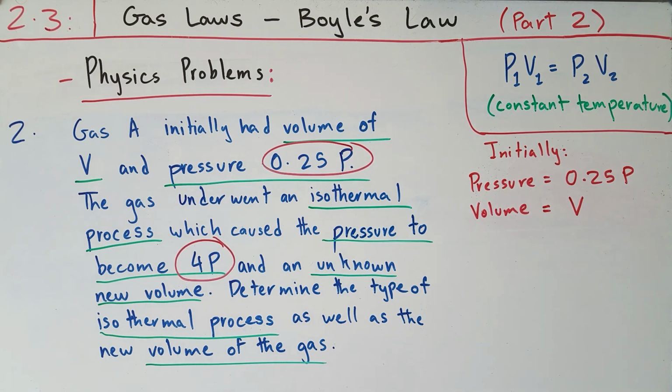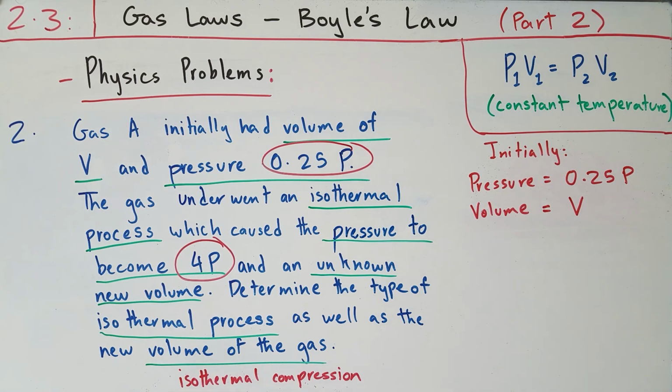So because the pressure of the gas increased from 0.25 P to 4 P, the volume must have decreased, which means that this is an isothermal compression because the volume will be decreasing in this situation. When you have a pressure increasing, the volume of the gas will always decrease, making sure that the temperature of the gas is always constant. Now let's look at the second part of this question, where it's asking you to find the new volume of the gas.